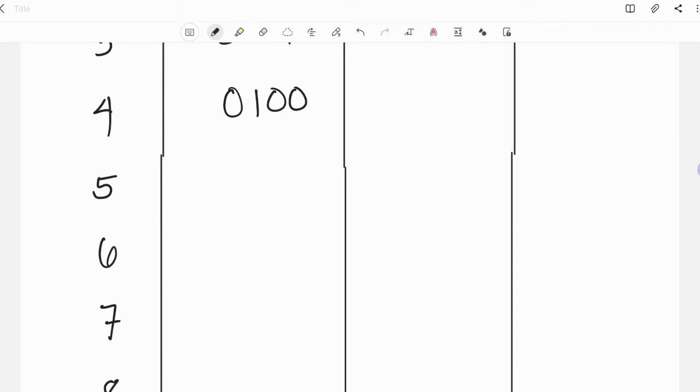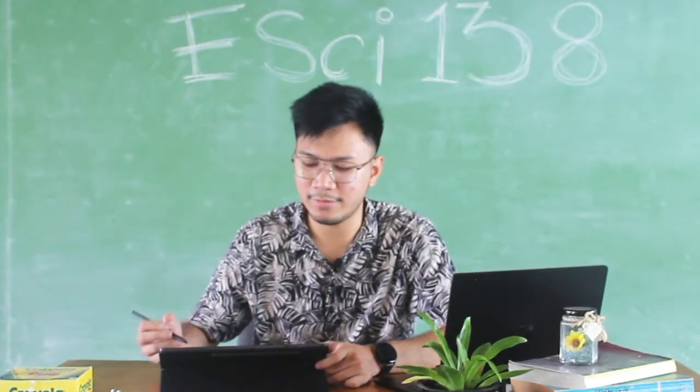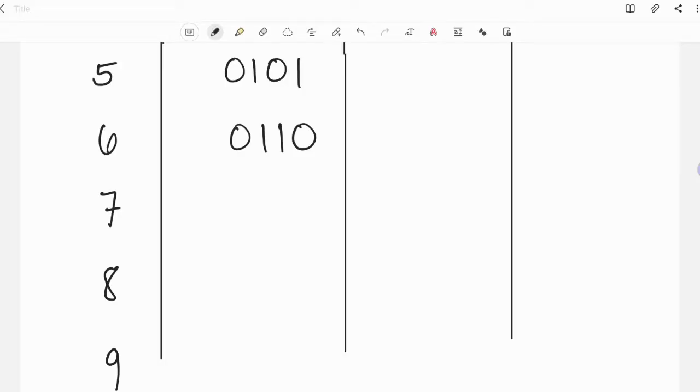So number 5, 0 1 0 1. So nag-add na ka og 1. So inig number 6 na, mag-add na ka og 1. Unsa mahitabo, 0 1, unya 1 plus 1, 0, mo carry 1, that is 0 1 1 0. Number 7, so mag-add na ka og 1, 0 1 1 1.